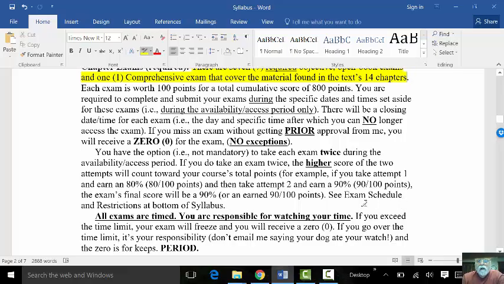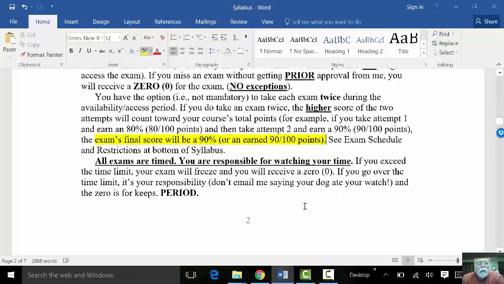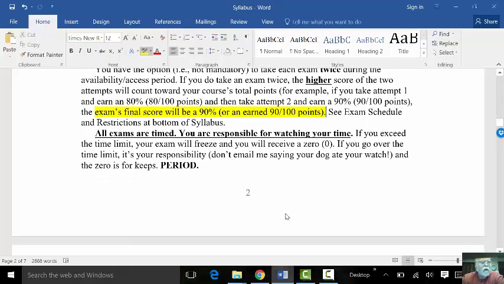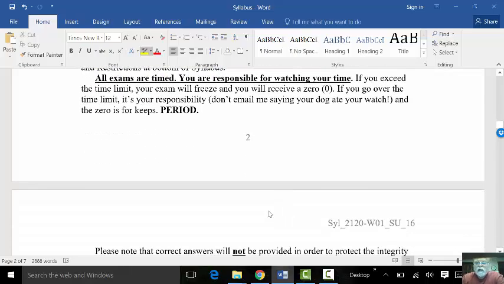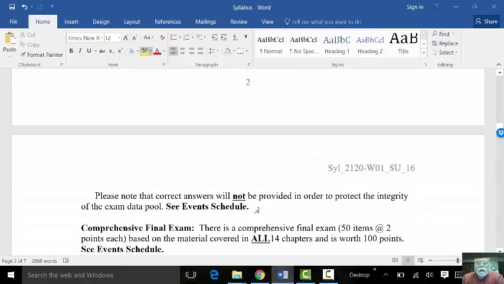And note this, the higher of the two scores will be what we use for your final score for that exam. All exams are timed, so you are responsible for watching your clock. And if you go over, the system doesn't like that, so it immediately slams shut and gives you a 0. And there's nothing I can do about that.